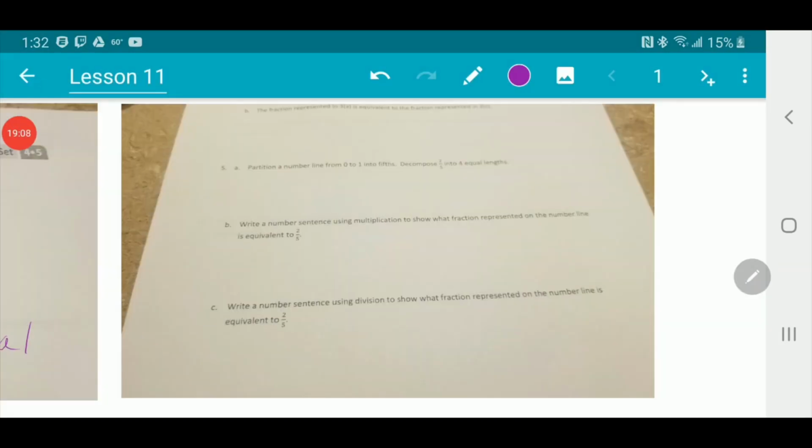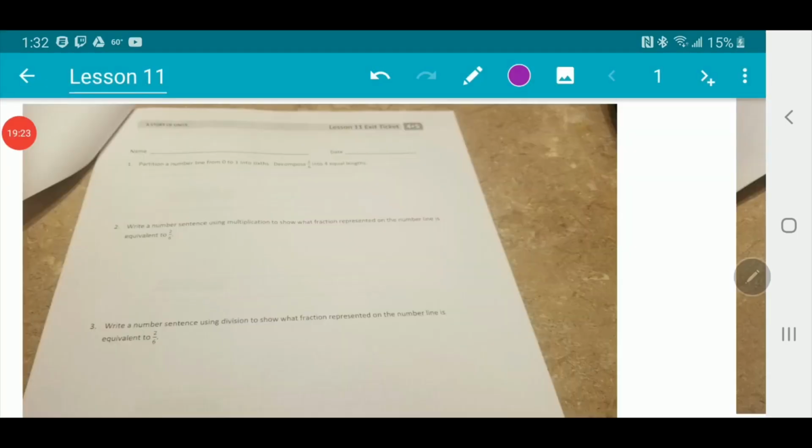All right, so what we're going to look at next is question 5. For question 5, there is a part A, B, C. What I want you to do with question 5 is just put an X over that because we're actually going to skip that for this lesson. Then turn to the next page. Your next page should look like this. This is your exit ticket. This exit ticket is exactly like question 5, so I actually want you to X out your exit ticket.